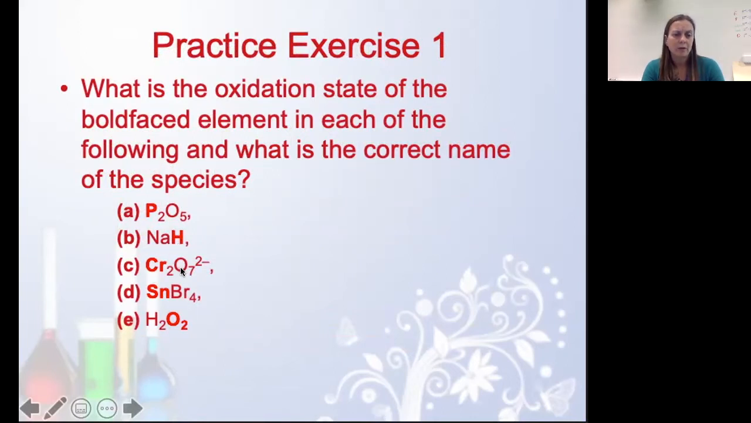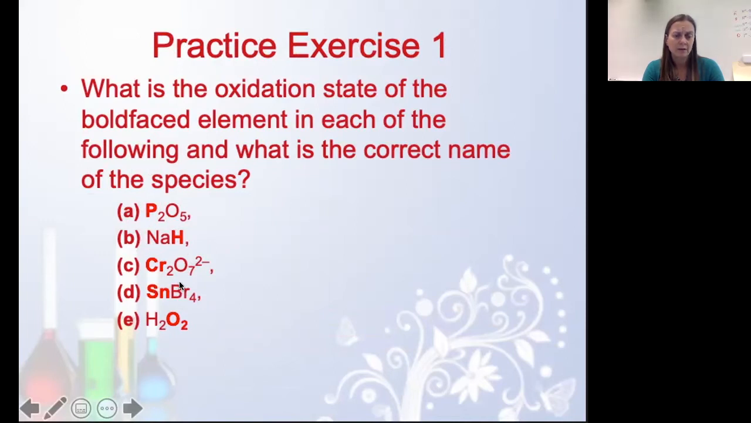Here we have chromium with oxygen in the dichromate ion. So we're going to use our ions sum to their charges rule. So we have oxygen, which we know is -2. We have 7 of them, so that's a -14. Something plus -14 makes -2. So we know that this must have a total oxidation state of +12. So the chromium itself must be +6.